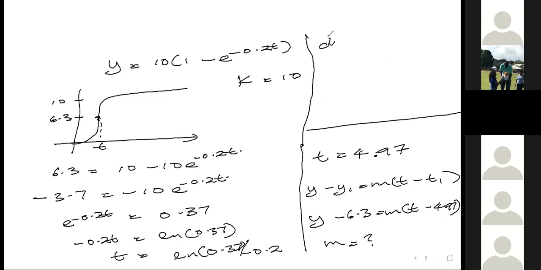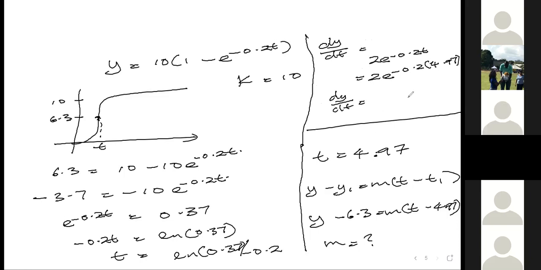That's right. So dy by dt now is going to equal 2 e to the minus 0.2 t. So that is 2 e to the minus 0.2 times, well, we say t is 4.97. So what does dy by dt equal to? 0.74. 0.74.